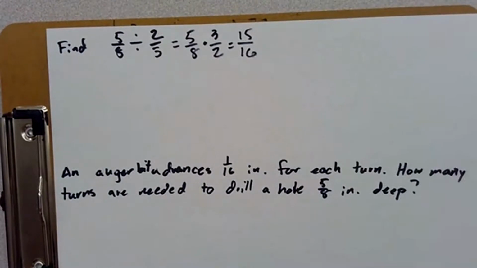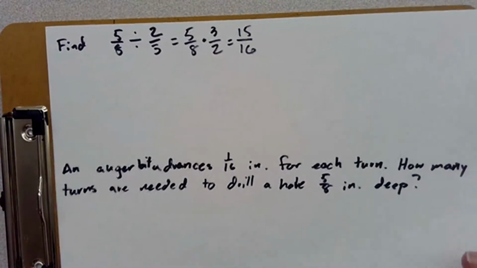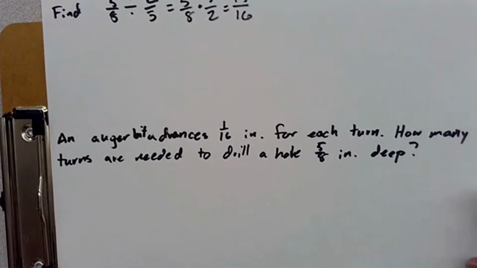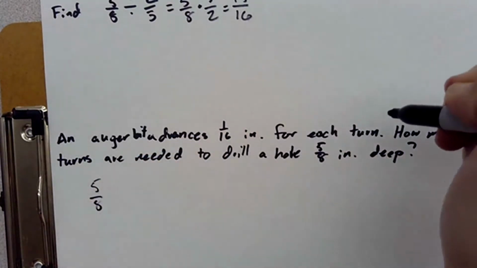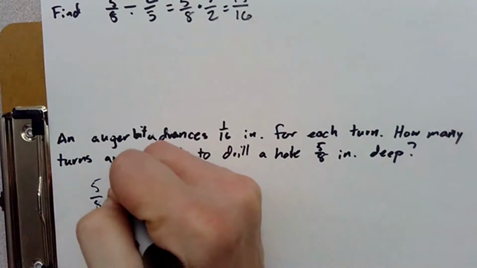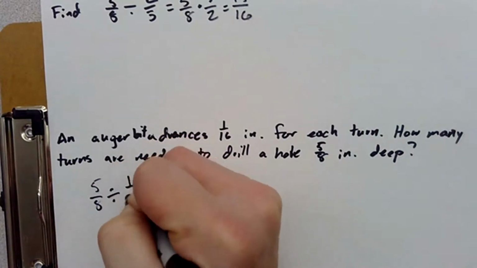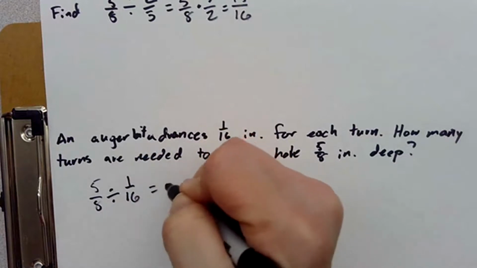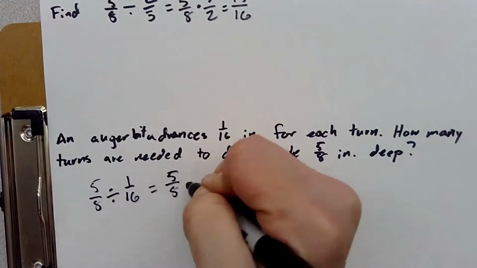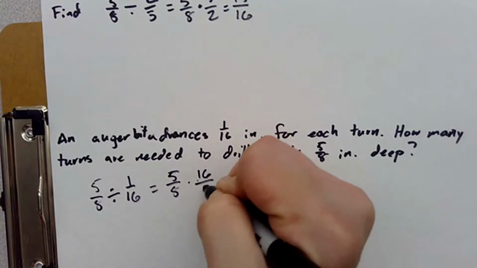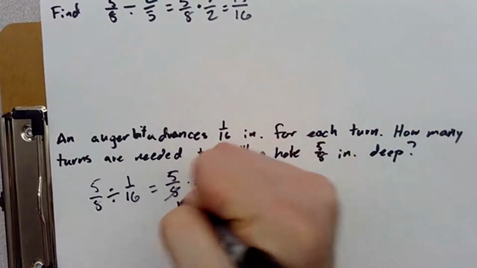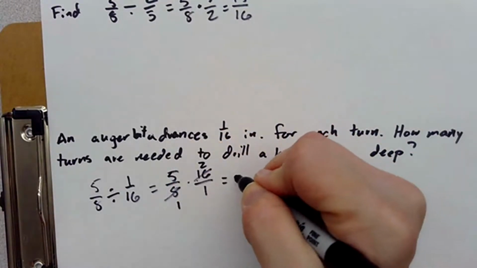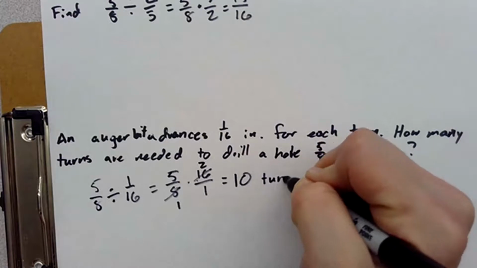An auger bit advances 1/16 inch for each turn. How many turns are needed to drill a hole that is 5/8 of an inch deep? We take 5/8 and we divide it by 1/16, which is the same as taking 5/8 times 16/1. Cancel that 8, and we get a 2 here and a 1 down there. 5 times 2 is 10 turns.